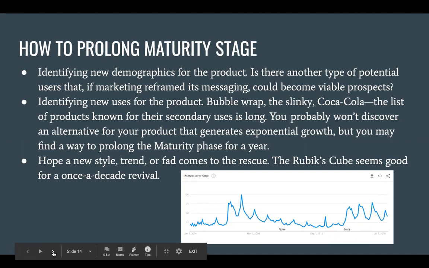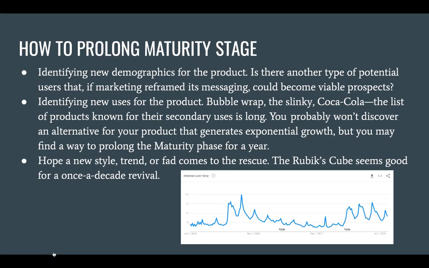So Nike's phrase is just do it. So that's not entirely athletic, but it can be seen as that. And people who don't play sports or anything could still use it. And it's really comfortable. I like it. So you can also identify new uses for the product.